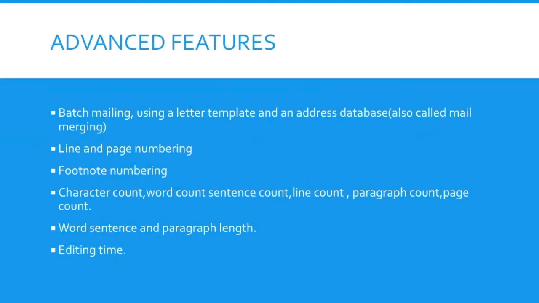Here are some of the more advanced features of a word processor, such as ones that you may not find in all word processors. These are not the common features that are universal in all of them. Batch mailing, using a letter template and an address database, also called mail merging. Line and page numbering, footnote numbering, character count, word count, sentence count, line count, paragraph count, page count, word, sentence, and paragraph length, and also editing time.